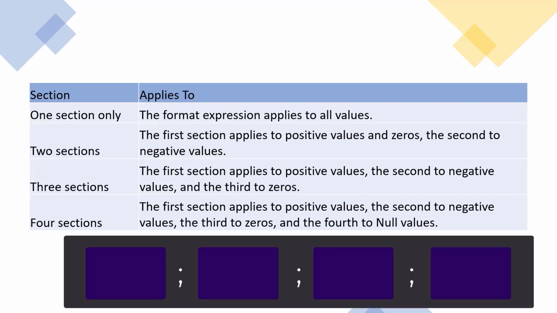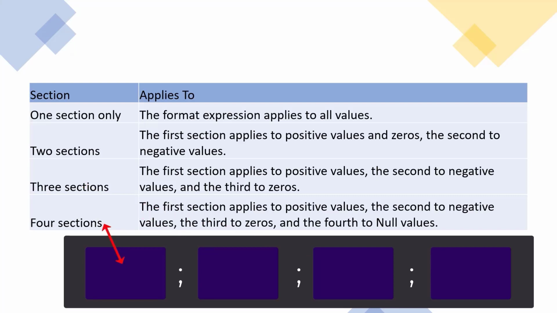If you use one section, then the format section applies to all values. If you use two sections, then the first section applies to positive values and zeros. The second one applies to negative values. If you use three sections, the first section applies to positive values, the second to negative values, and the third to zeros.